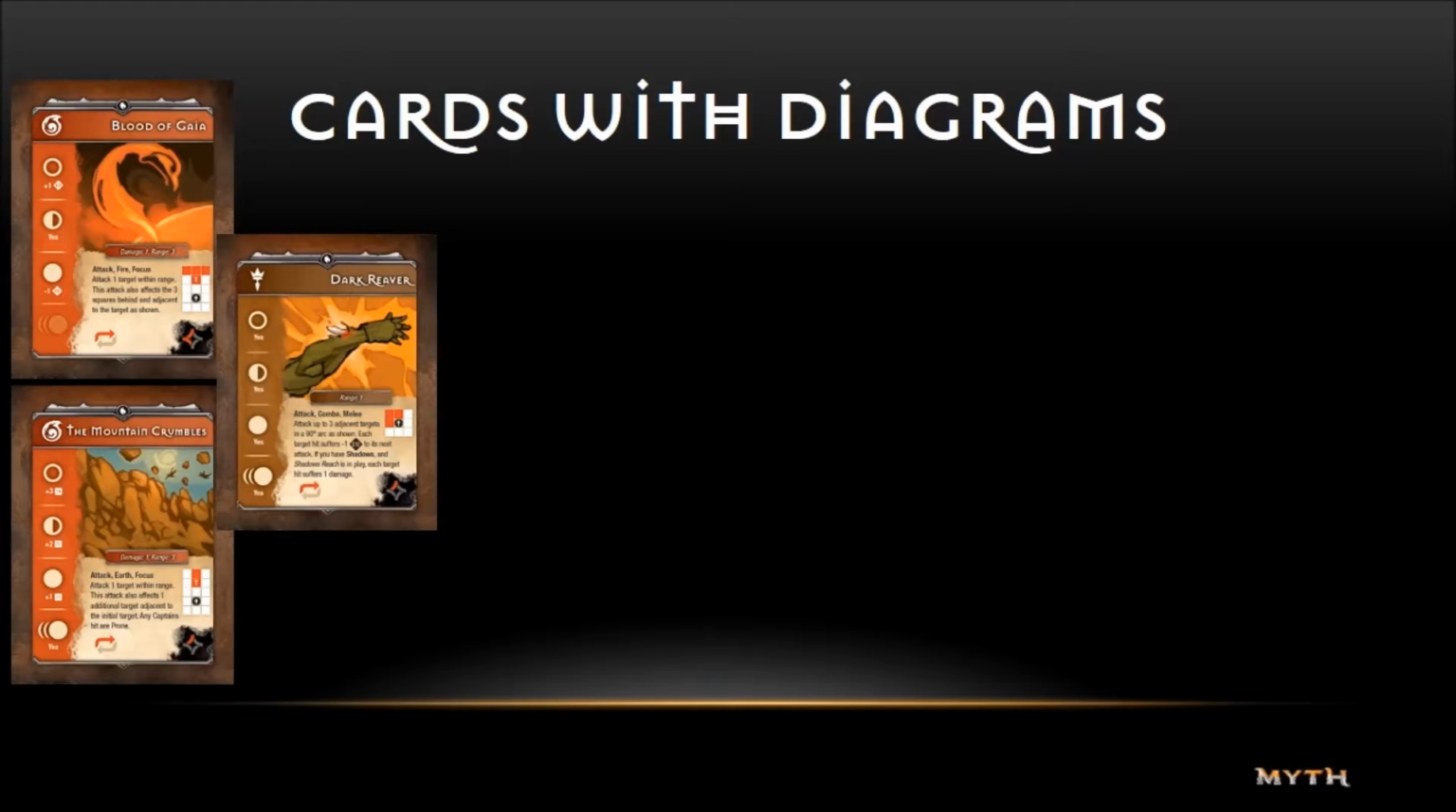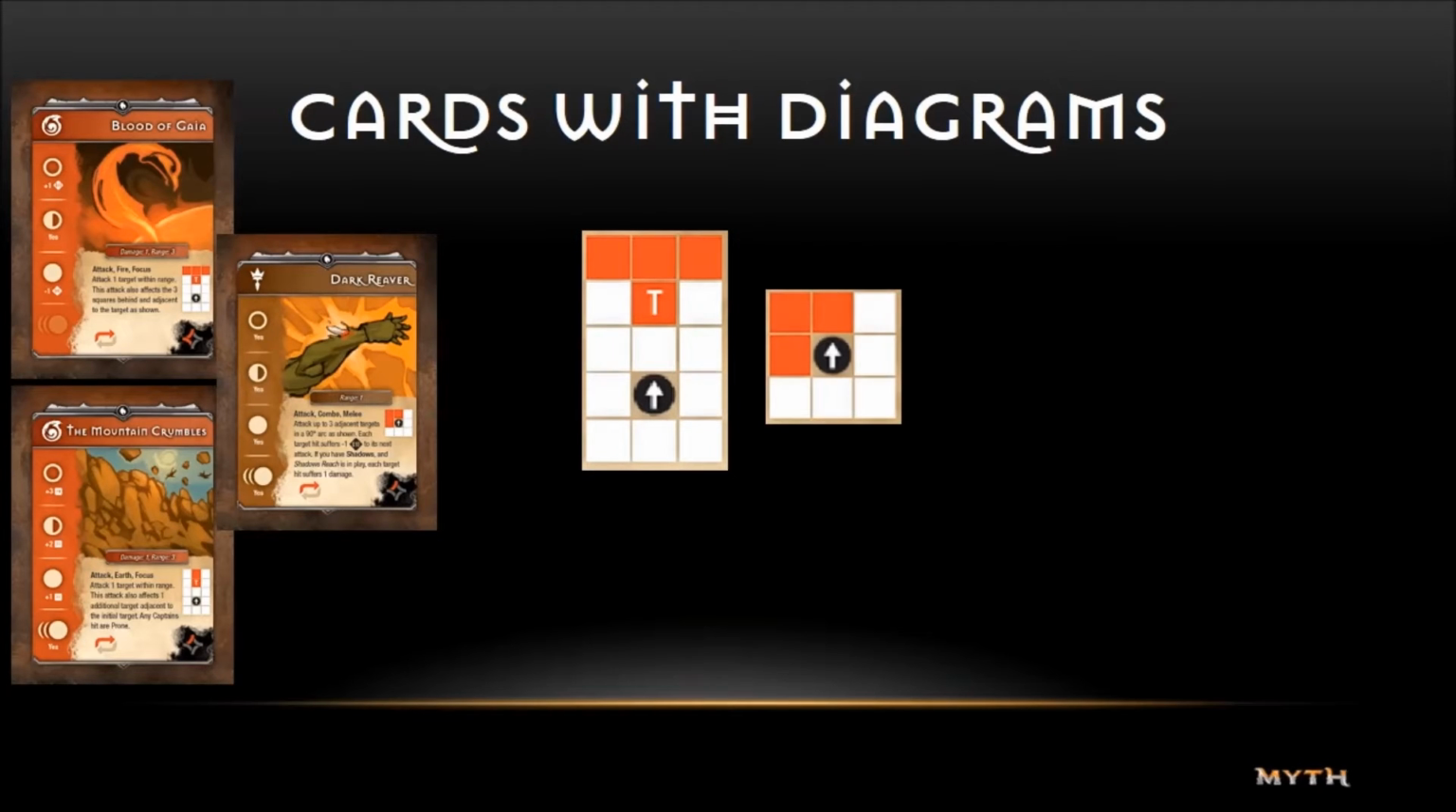And those cards like Dark Reaver that don't have the ranged area of effect have this second diagram that's to the further right, where the AOE actually emanates from the hero themselves. There is no target square. The attack emanates directly from the hero.